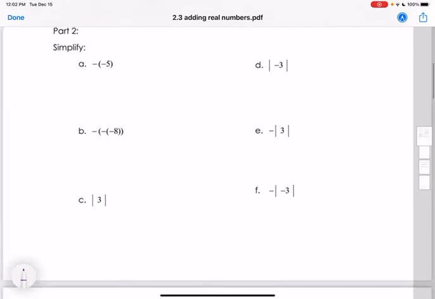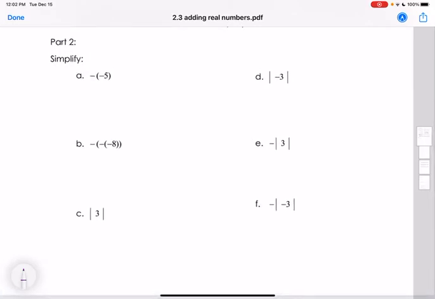All right, let's see what we got here. Part 2, simplify. If we have a negative 5 in part A, what do you think that's going to be? What do you think 2 negatives are? If you have a negative and a negative, those 2 negatives right there, that's going to be a positive.